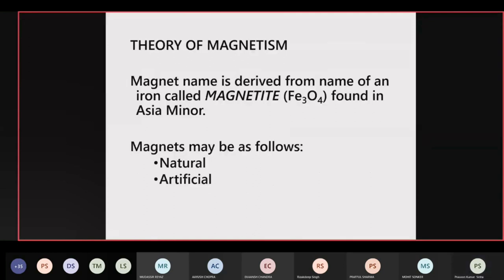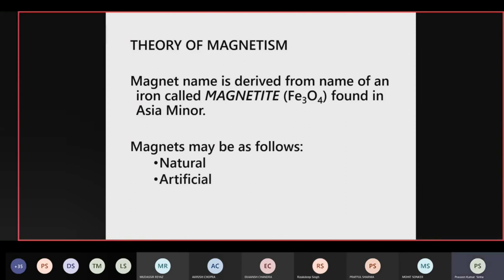Okay. So let's read through this. The name magnet comes from magnetite, which is an oxide of the iron element. Fe is iron. So Fe3O4 is that iron ore basically, or the stone. And it showed special behavior.